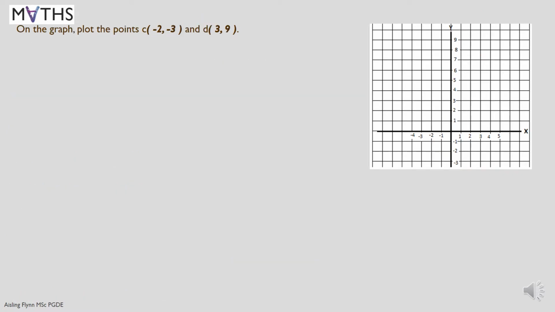Now, so this time we are going to plot the points C and D. So point C is -2, -3, that's down there.